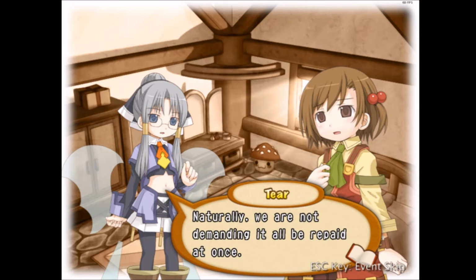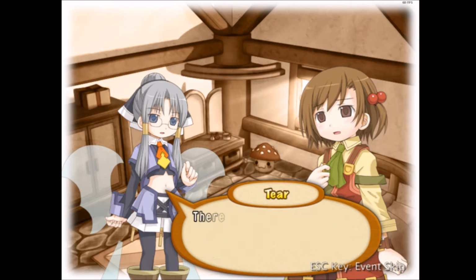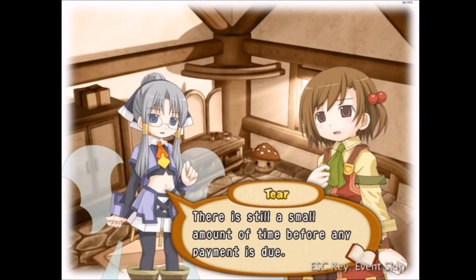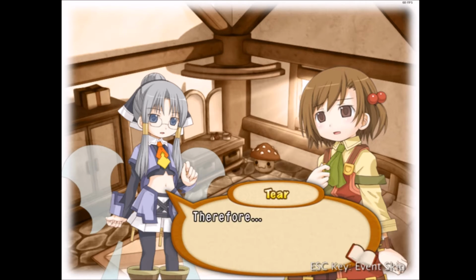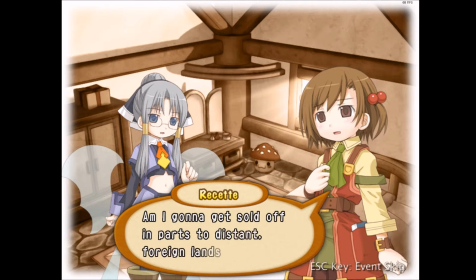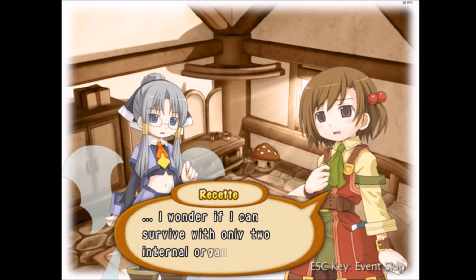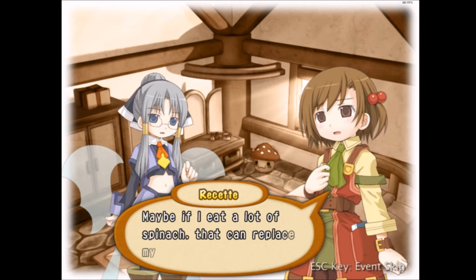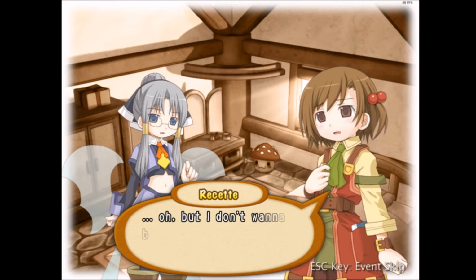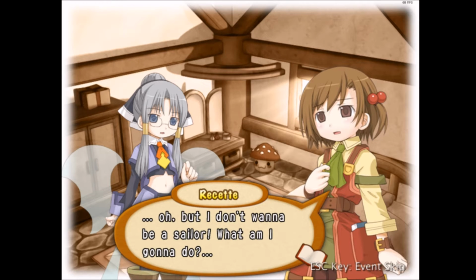Naturally, we are not demanding it all be repaid at once. There is still a small amount of time before any payment is due. Therefore, am I going to get sold in parts to distant foreign lands to repay Papa's debts? I wonder if I can survive with only two internal organs. Maybe if I eat a lot of spinach, that can replace my blood. And, oh, but I don't want to be a sailor. What am I gonna do?